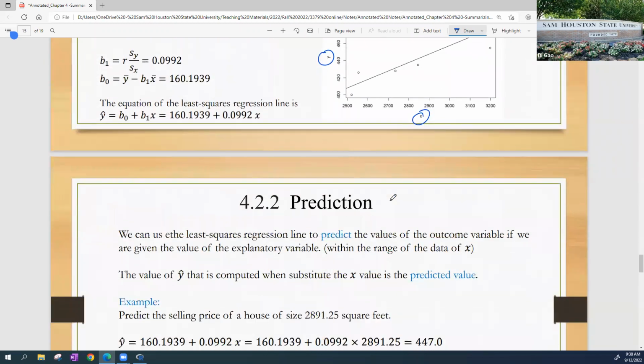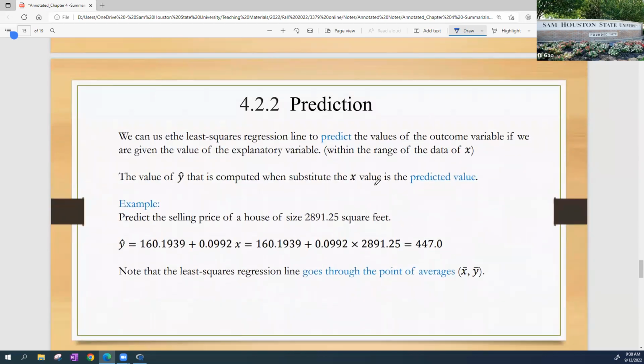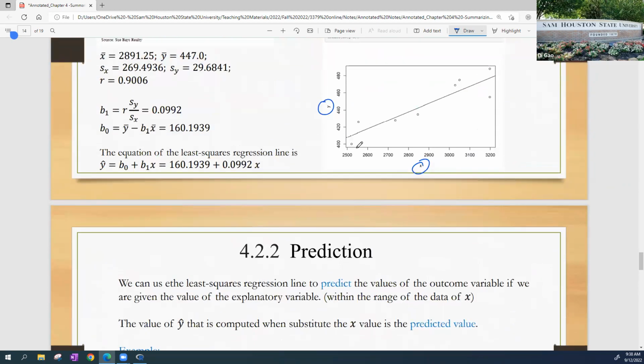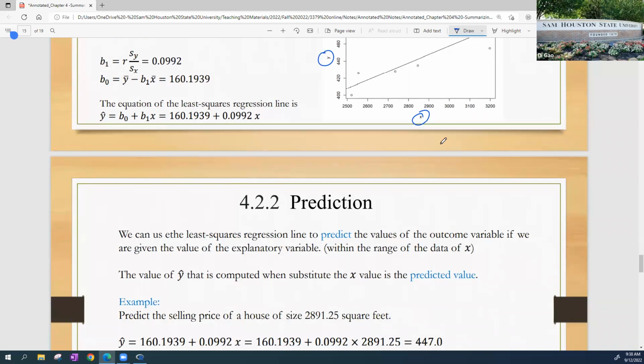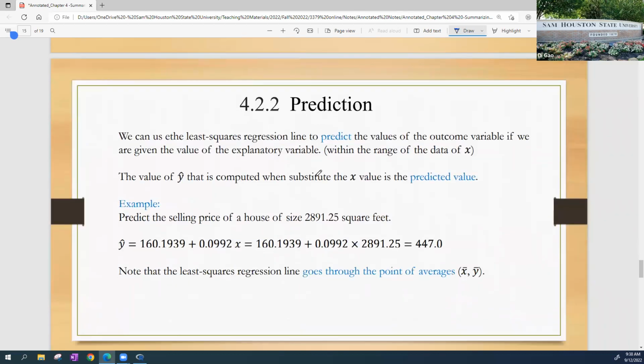Okay. And 4.2.2 prediction. We can use the least squares regression line to predict the values of the outcome variable if we're given the value of the explanatory variable. Of course, it has to be within the range of the data. For example, here all the data on the x-axis stays from 2500 to 3200. That's the range of the data. So when we do prediction, we don't want to go beyond that range because we don't know the shape or the data trend beyond the range. So within the range, we can do the prediction.